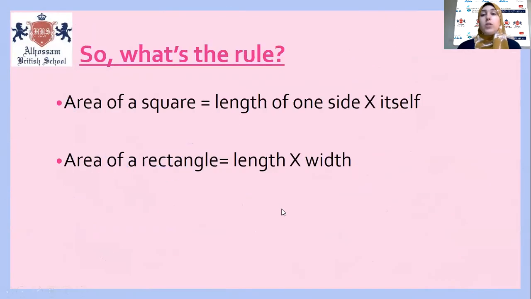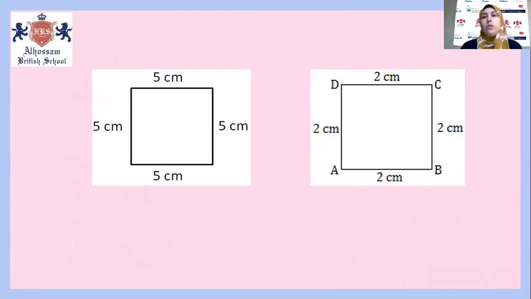Okay, so what's the rule? The area of the square, as we said, the length of the side multiplied by itself, okay, and the area of a rectangle equals the length multiplied by the width. Okay, now let's solve these.